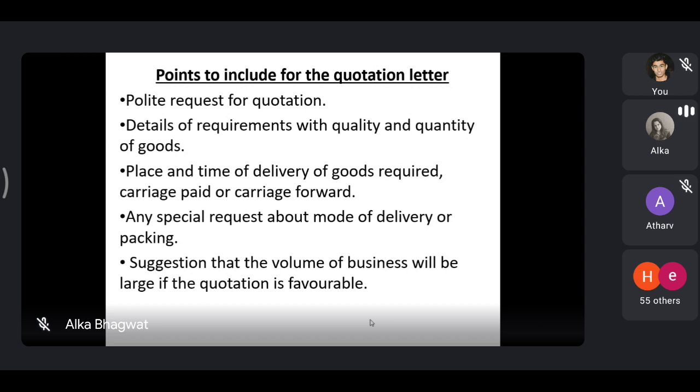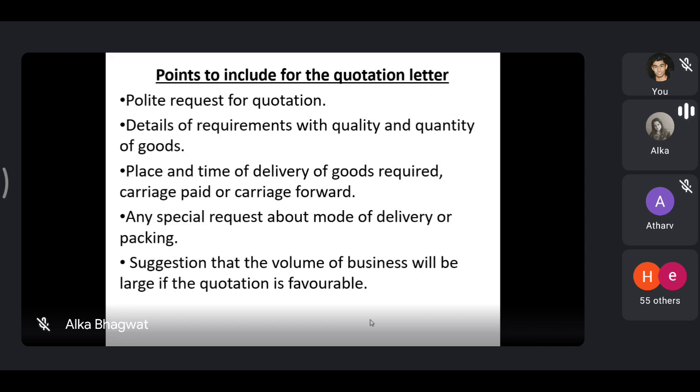Then packing, for example, in the banquets, if we have a party or something and we are sending a letter of quotation, and if we want individual packets of cutlery, then that is how we'll have to write it in the letter of quotation. Any suggestion that the volume of business will be large if the quotation is favorable.